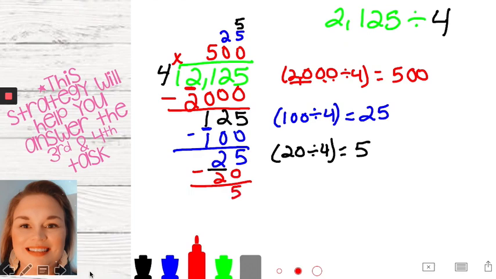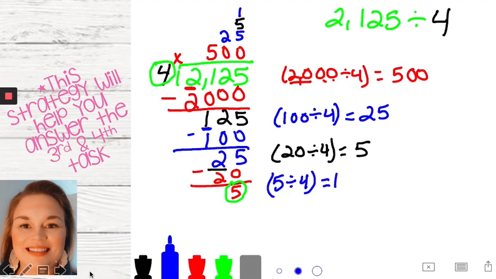A lot of students will then say, oh, I'm done, and I have a remainder of 5. But you need to remember, your remainder cannot be greater than your divisor. Your remainder needs to be lower than that. Because if it's a 4 or higher, that means 4 can go into it again. For example, 5 divided by 4 can still have an answer of 1. So I add that above my dividend. And 1 times 4 is 4. Now when we subtract, 5 minus 4 equals 1. Now you can say that 1 is your remainder because it is less than the divisor of 4.